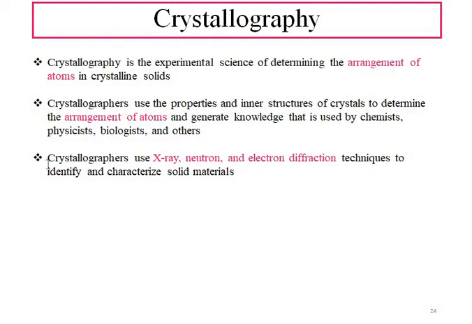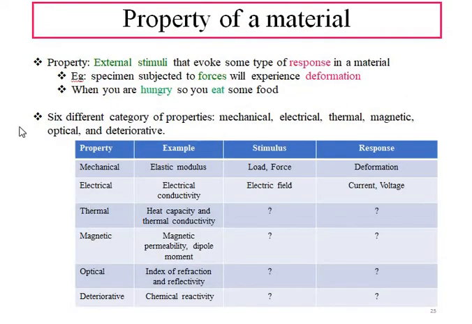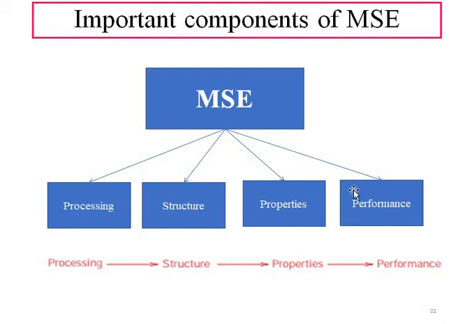How do the crystallographers identify this? Okay, they don't have any magical powers, but they depend on some techniques or equipment like X-ray diffraction, neutron diffraction, and electron diffraction techniques to identify these crystalline structures, and finally they will determine which material it is. They are also assigned to improve the crystalline structures or the properties by adding some new materials with the help of some kind of process. Okay. Now moving to the next component, that is the property.